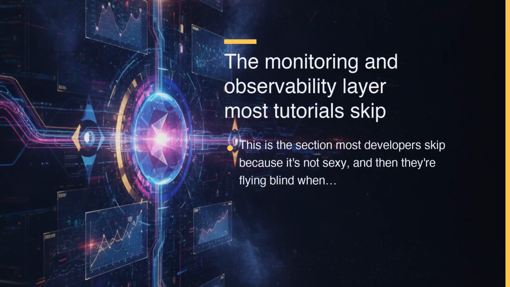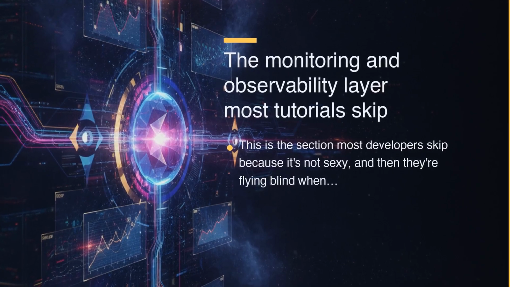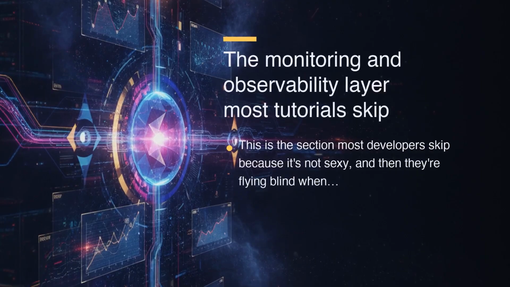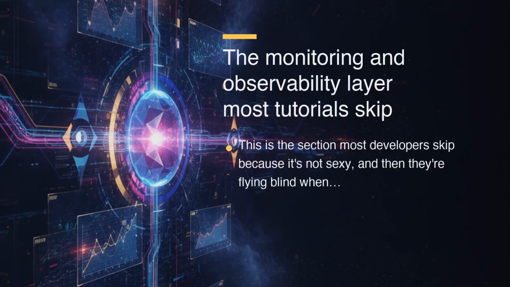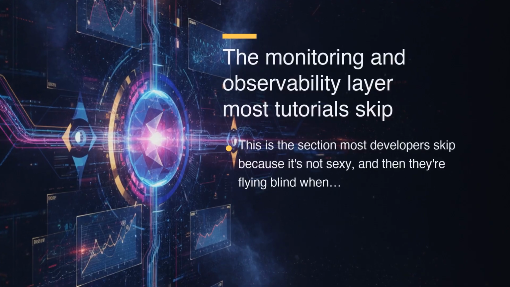This is the section most developers skip because it's not sexy, and then they're flying blind when things go wrong. Observability isn't optional. Full stop. My stack: Prometheus for metrics, Grafana for dashboards, and OpenTelemetry for distributed tracing. Every API request gets a trace ID that propagates through every service it touches.